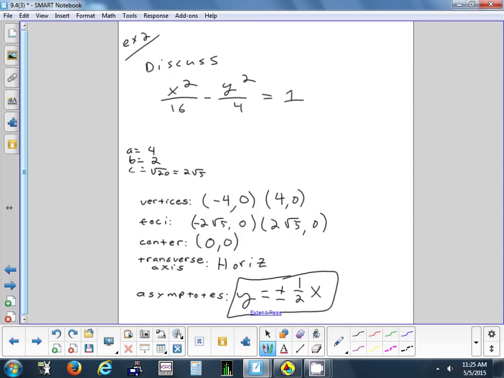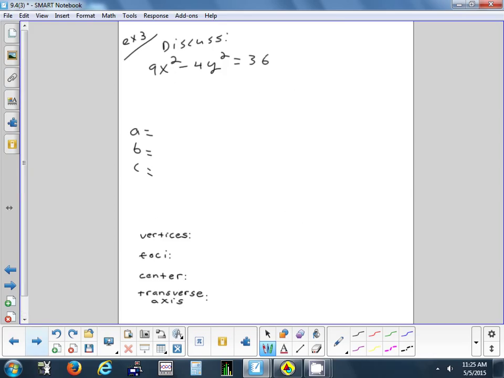All right, pretty much every hyperbola problem is like that. That's how you do them all. Okay, here's another one to discuss. This one has one extra step you have to do first before you can discuss it.